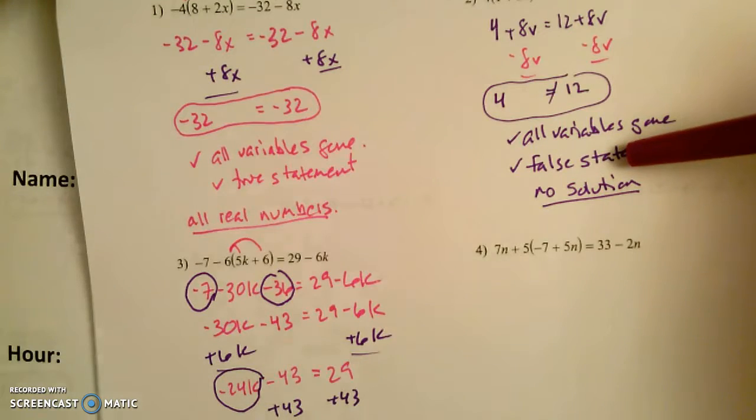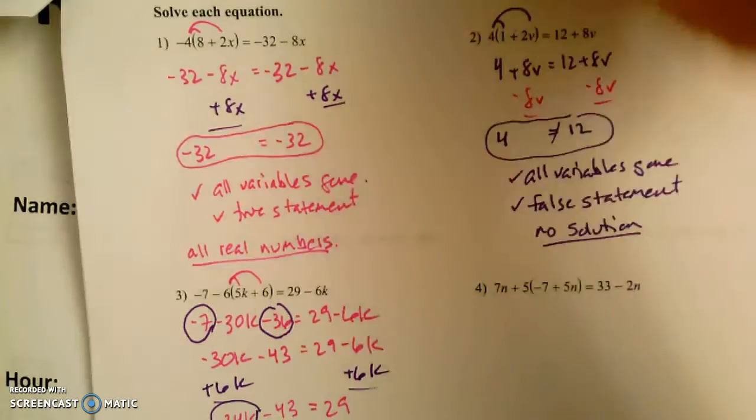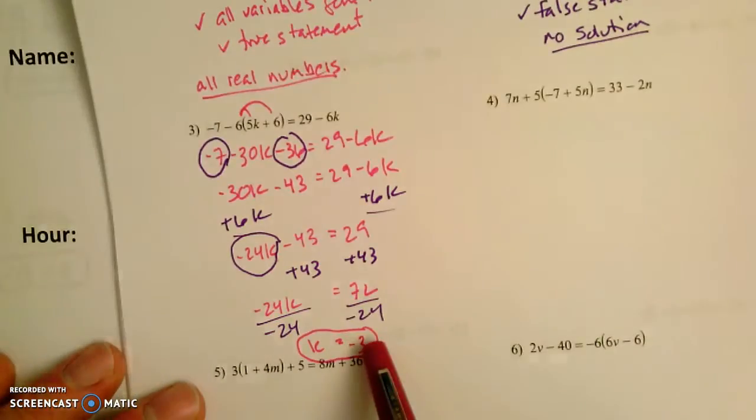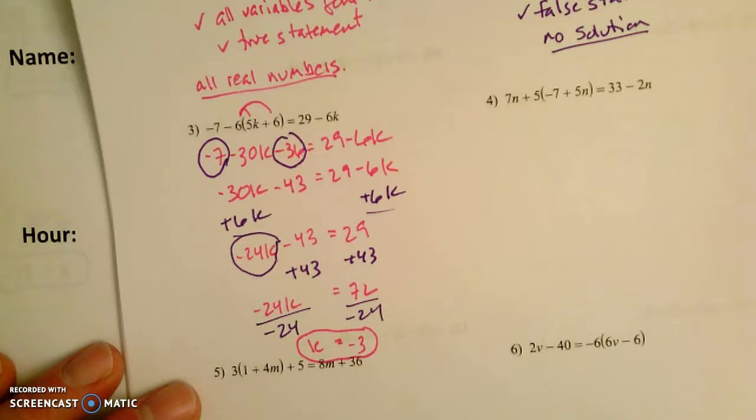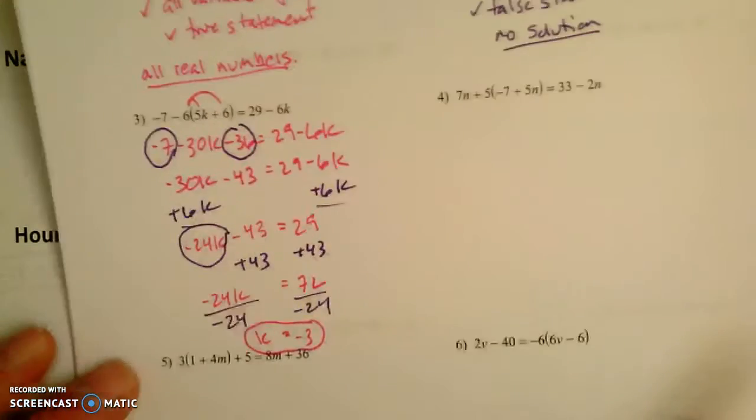Here, no number substituted for v would have made the original equation true. Here we end up with a particular answer, and this means that only this number, negative 3, could be substituted for k to give us a true statement. Let's do one more example.